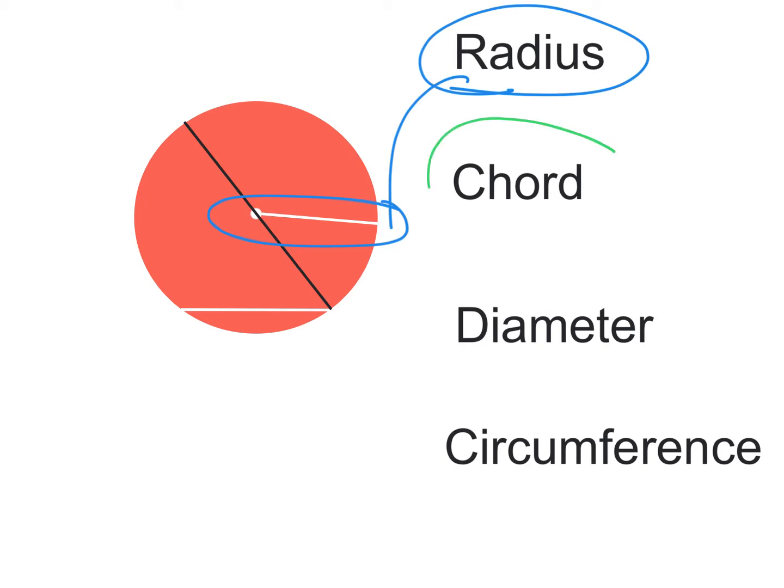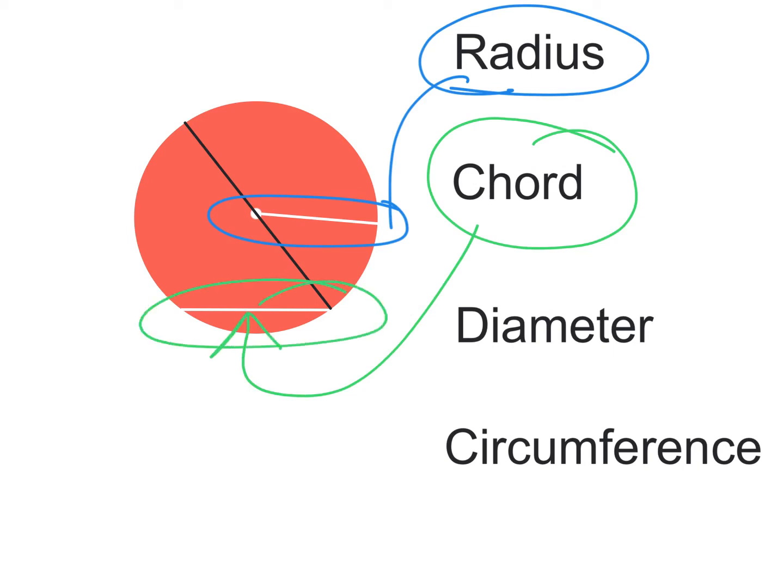Next vocab term is chord. And a chord is a line segment that goes from one side on a circle to another side. It can go through the center of a circle, but there's a special name for that one. So we're just talking about this one right here, right now.